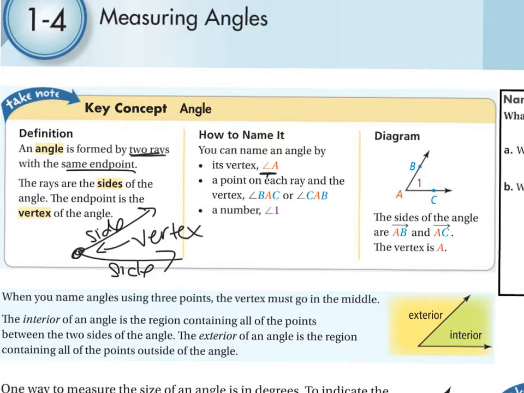Another way to do it is a point on each ray and the vertex. So on this one you can name it BAC or CAB, but the A always has to be in the middle. Or if there's a number, like this one has a number in it, you could name it angle 1 because it's listed on this one that way. So on this one in the diagram, AB are the sides and A is your vertex.